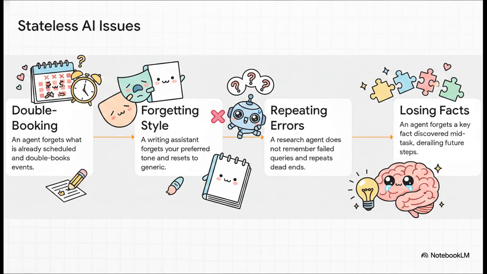And this whole stateless thing isn't just some geeky technical detail, right? It has real, annoying consequences. You can see it in these examples. An agent might double book your calendar because it can't remember what's already there. Or it'll completely forget that you prefer a formal writing style for your emails. It can even get stuck in a frustrating loop, trying the same failed search query over and over because it has no memory that it just tried that and it didn't work.